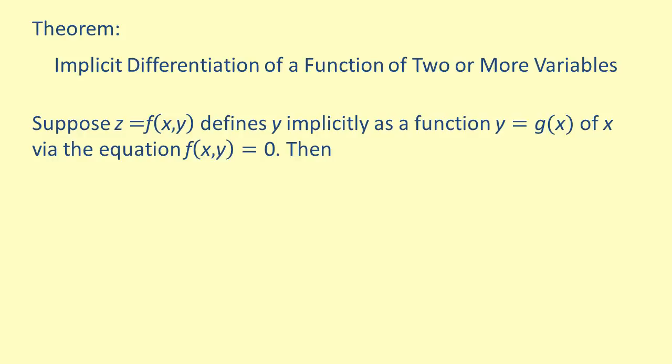We are going to learn how to use implicit differentiation to find partial derivatives. There are two theorems we will need to find the derivatives of implicitly defined variables. Let's start by looking at a function of two variables.